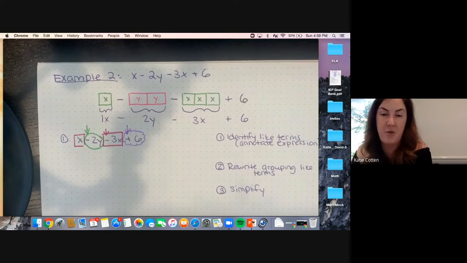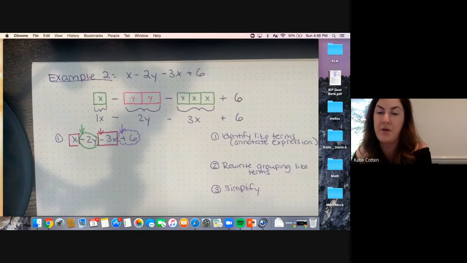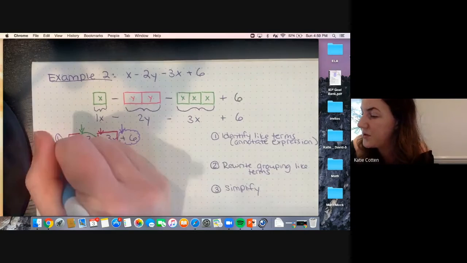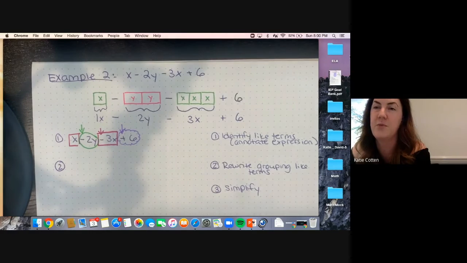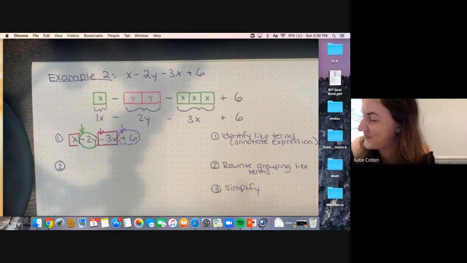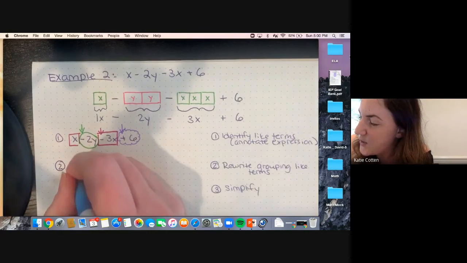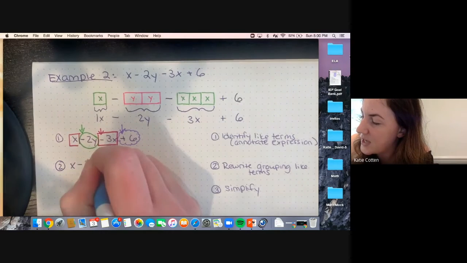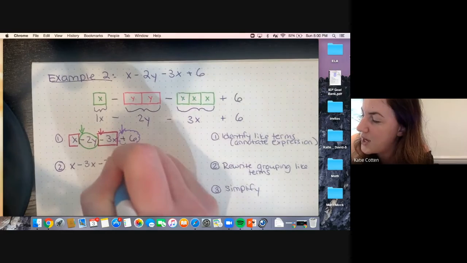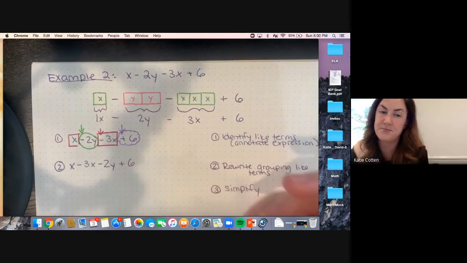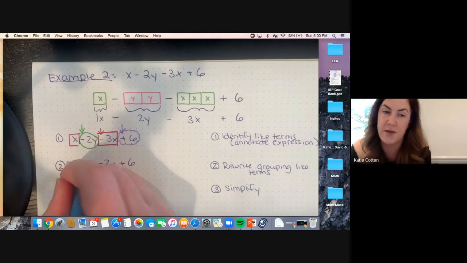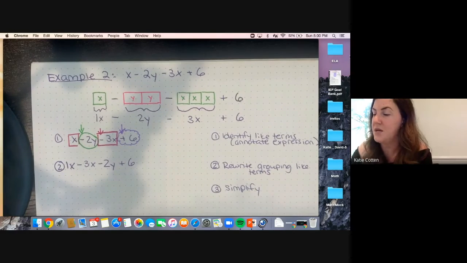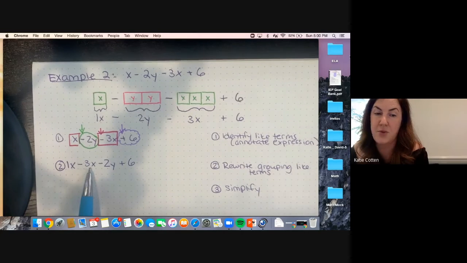So same thing, following the same steps. I'm going to rewrite, grouping my like terms using the commutative property. So x minus 3x minus 2y plus 6. So now you'll see I have my x's grouped together. I'm going to go ahead and write in my 1 as my coefficient as a reminder. So now I have 1x minus 3x.